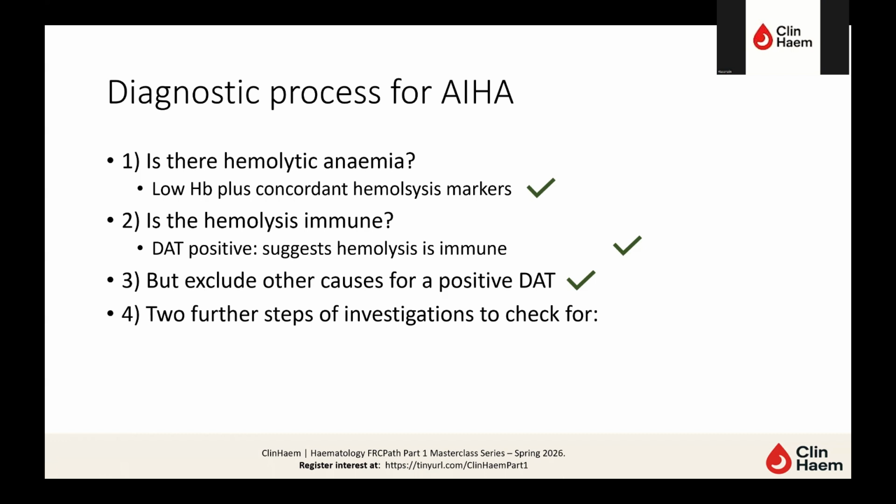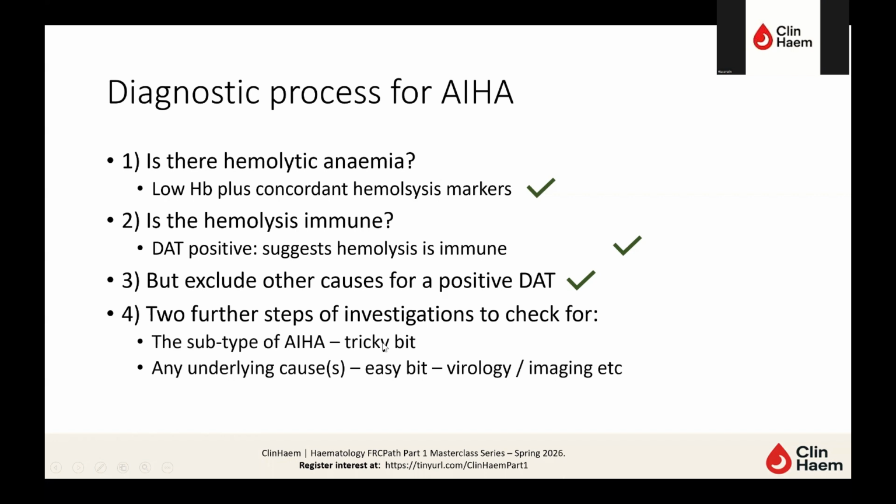And this is where it gets slightly more tricky, but after that, it's all nice and easy and happy days because it's quite straightforward. And this is what causes quite a bit of headache to people preparing for the exam, but it is very important for real life as it is for the exam setting. Once you've diagnosed that this is AIHA up to point number 3, you want to do a few more steps to check for the subtype of AIHA, which is the tricky bit. And also for any underlying causes, which is relatively the easy bit, because if this is secondary to, say, a viral infection, you do virology. If you're suspecting a malignancy that's triggered it, you do imaging, etc.